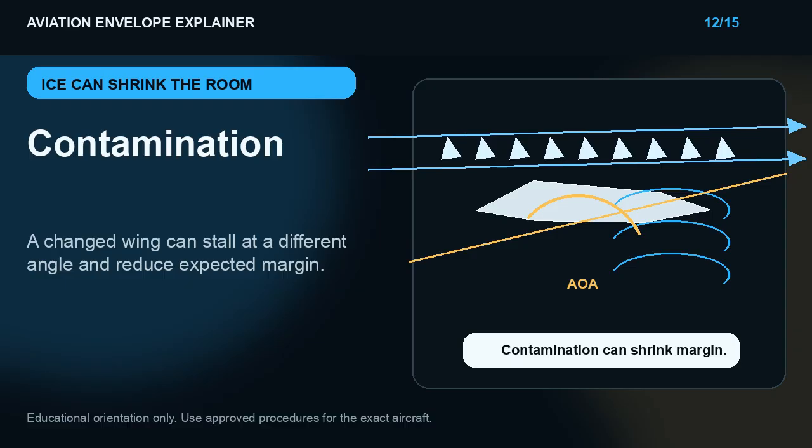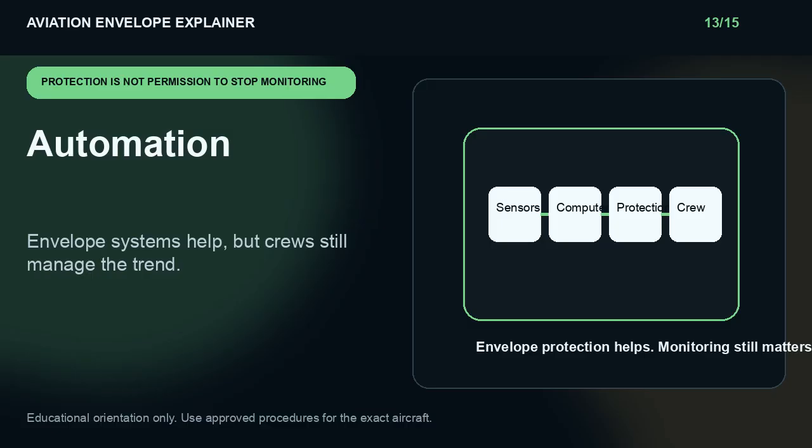Icing or contamination can make the envelope smaller. Ice changes the shape of the wing, disturbs airflow, and can reduce the angle where the wing stalls. The pilot may think they have normal margin, while the wing behaves differently. That is why contamination is treated conservatively. It is not just extra drag. It can move the aerodynamic boundary.